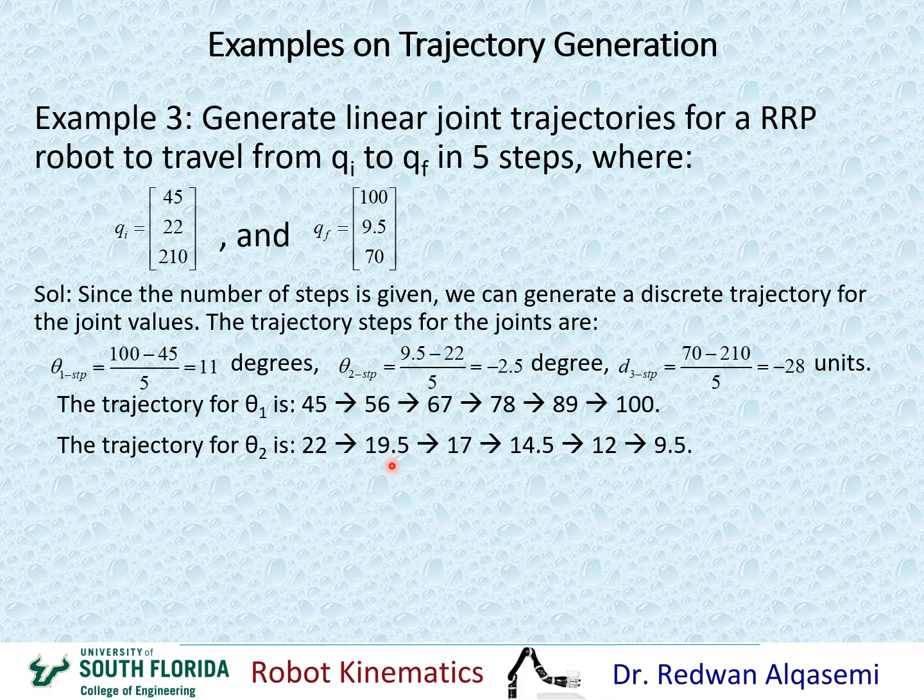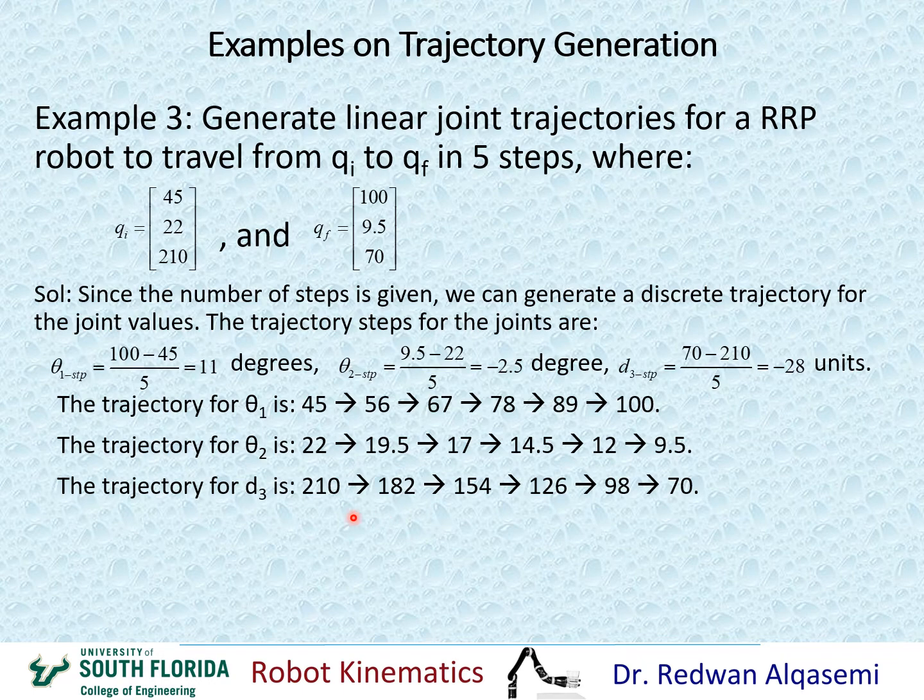We can do the same thing for theta 2. We start with theta 2 initial, which was given right here, and then theta 2 initial plus theta 2 step, which is negative 2.5 degrees. So that would give me 19.5. And then we keep going all the way until we reach theta 2 final, which is 9.5 degrees. And that was given here in the Q final as well. Now we move to the third joint, which is D3. And that joint variable can start with D3 initial, which is 210, that was given in Q initial.